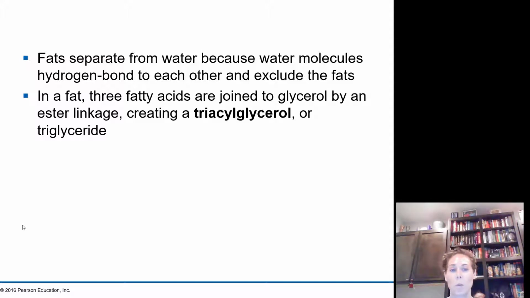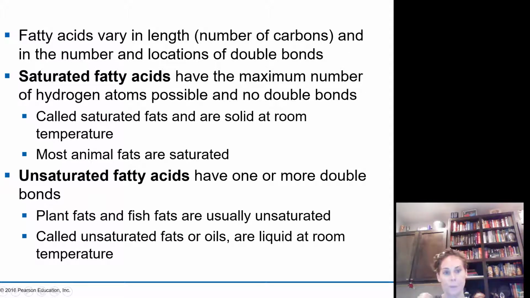Fats separate from water because water molecules will hydrogen bond to each other, and that excludes the fats. So it kicks them out of the way. And in a fat, the 3 fatty acids are joined together to glycerol by an ester linkage or a triglyceride linkage. Another term is triacylglycerol. So know both of them. They both kind of look the same, but you're not going to get a trick where you have to choose this one from the other. So that triglyceride linkage is similar to what the carbohydrates had to have.